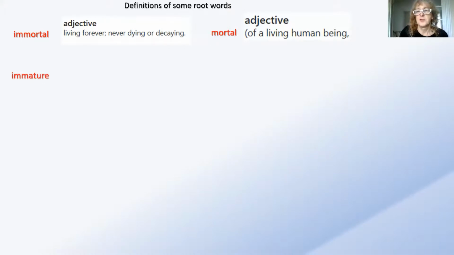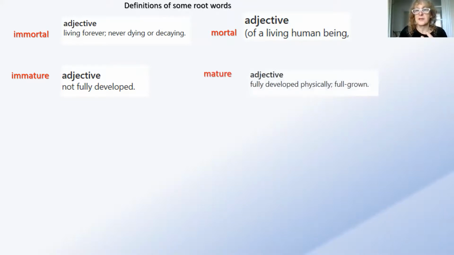Immature. If you are immature, let's see what the dictionary says. Not fully developed. Now that could be in your mind. If you have got an immature mind, if you're a baby, you won't be mature enough to speak properly yet. And mature means when you are fully developed, fully grown. And like I'm saying, it just doesn't mean about what you look like. It could be your attitude as well. If you have got a mature attitude, which means you've had a quite grown-up person, even though you're only a child, you might have a mature attitude.